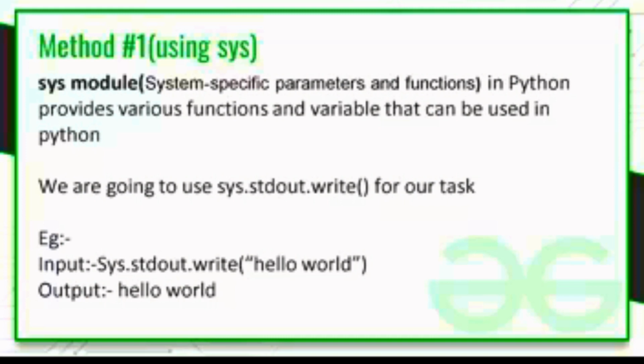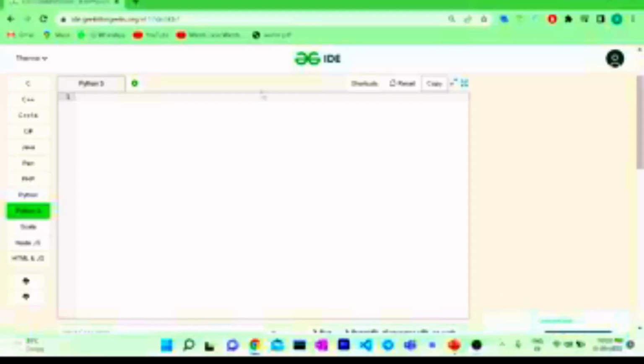sys.stdout.write. So basically if we put anything in that bracket after write, then we could get the output in our output area. So basically if I give you an example, if we put as input sys.stdout.write and put hello world in the bracket, then we will receive our output as hello world. So let's try to code this for better understanding.